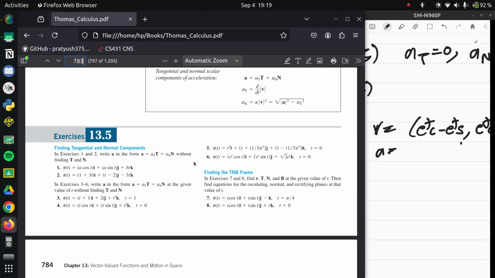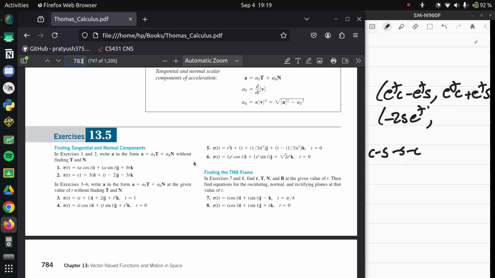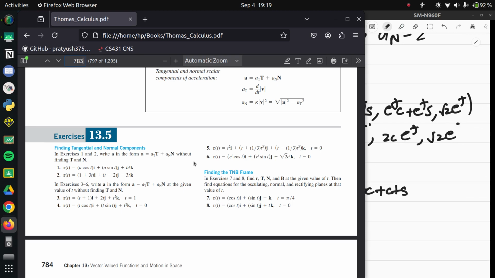And the acceleration would be just the same stuff, c minus s, and then plus the derivative of that, so just minus s minus c, so this cancels, minus 2s e power t. This stuff would just be like minus s plus c plus s, which is 2c, so 2c e power t, and then this stuff is once again the same, so square root 2 e power t.